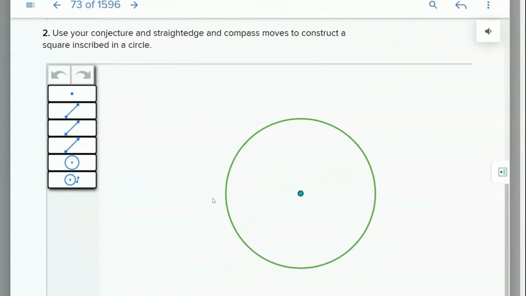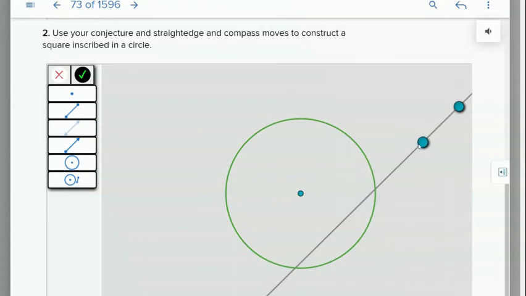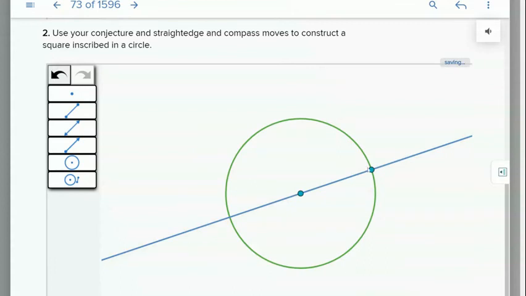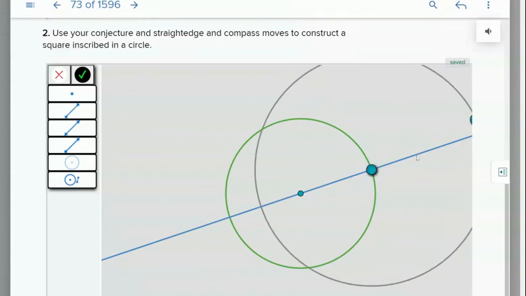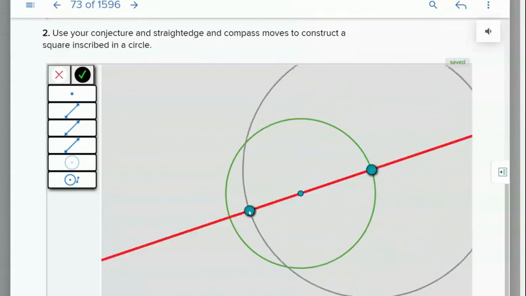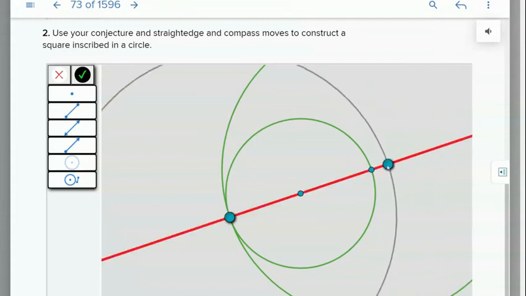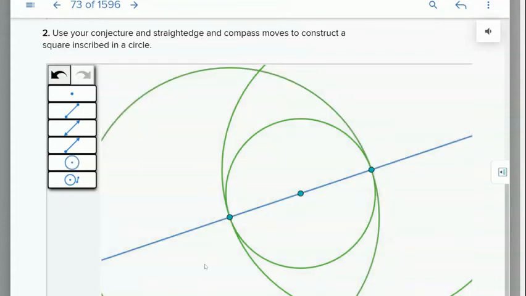Last but not least, use a conjecture and a straight edge and compass move to construct a square inscribed in a circle. Boy, I'm going to have to draw a line through this circle. So I'll use the center here, make sure it goes through the center, and I'll just pick a random point. All right, I picked it right there. You could pick it somewhere else if you want. I want to create another circle, this time from here to over here. And then I'm going to do the same thing except center it over here. And then the radius goes all the way across to give me that eye-looking construction.